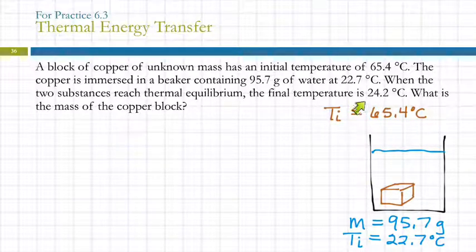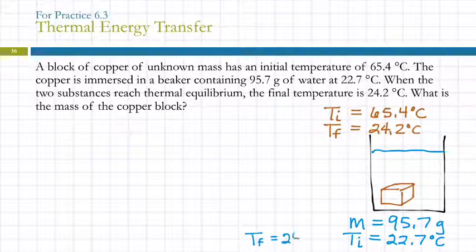Where does this 24.2 come in? That's the final temperature of what? Of both of them, right? They come to the same temperature in the end. So the final temperature of the copper equals 24.2 degrees Celsius. And the final temperature of the water also equals 24.2.